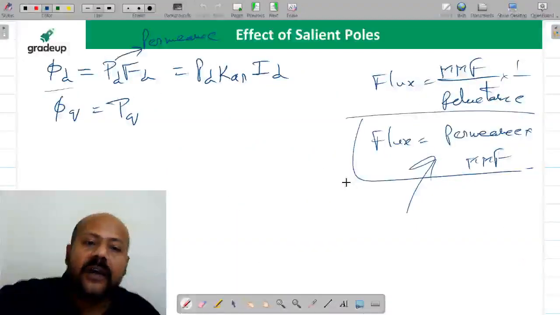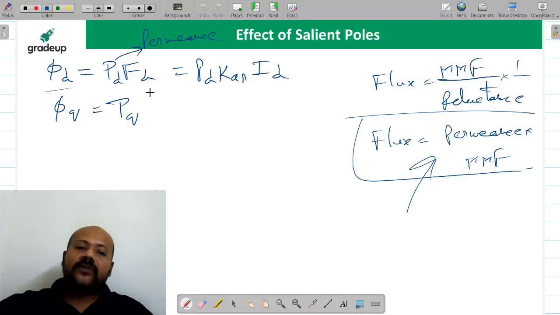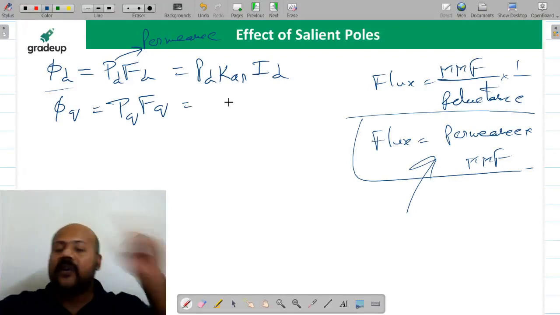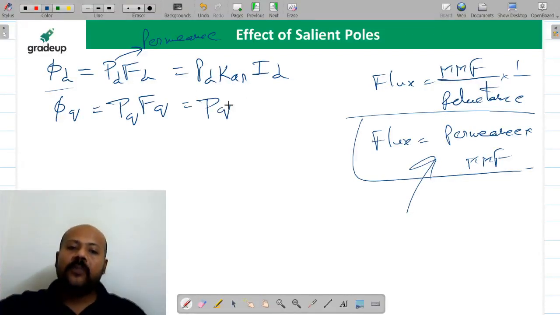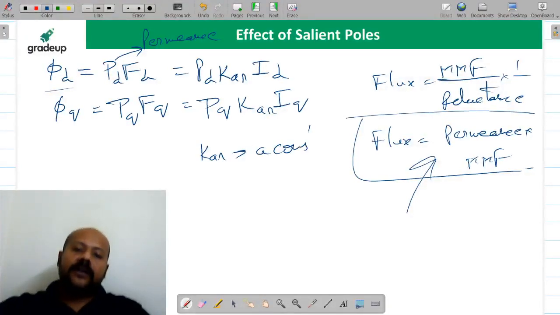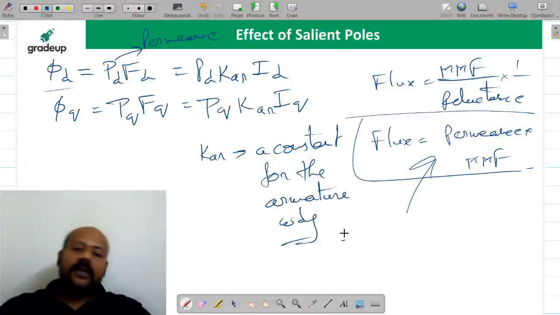Now beta, you see here, for the quadrature axis flux, it is going to be the permeance for the quadrature axis multiplied by the MMF for the quadrature axis component. So this is going to be PQ into FQ. What is FQ? This is going to be KAR, some armature reaction constant of the winding, and this is going to be IQ. Is it clear to all of you? This KAR you can say is a constant for the armature winding. Is it clear to all of you?